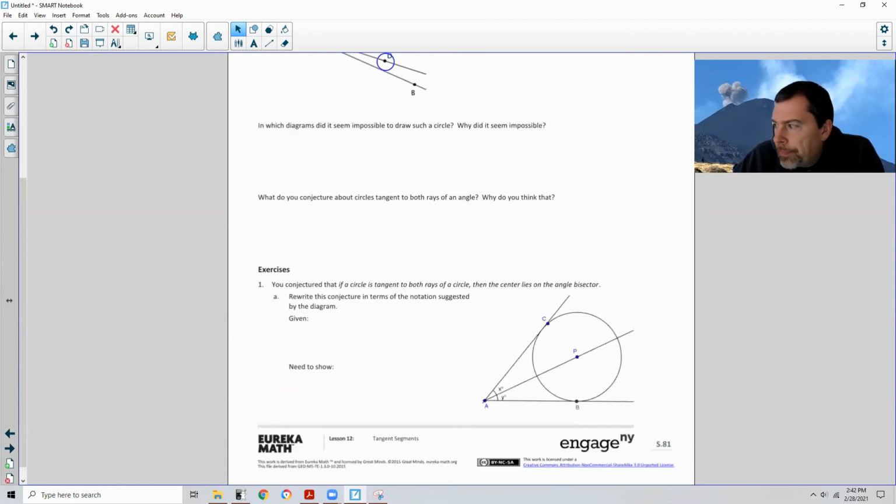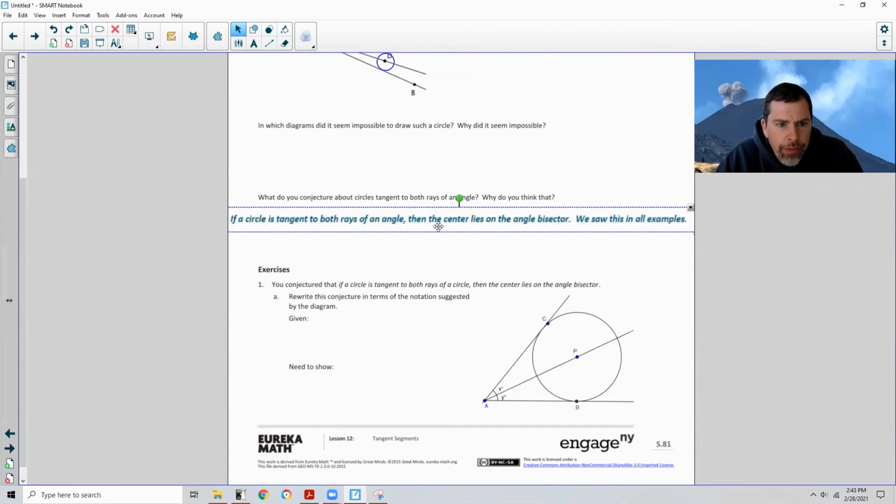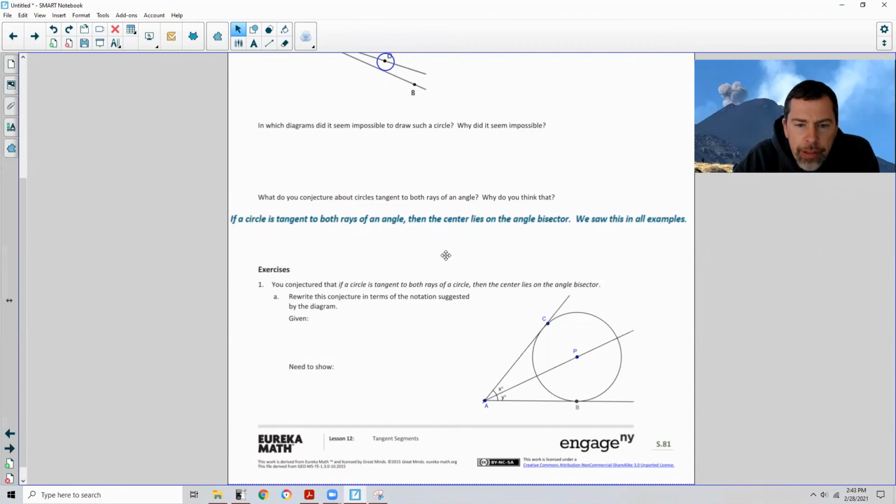Okay, now it says, what do you conjecture about circles tangent to both rays of an angle? And why do you think that? Well, I think I just kind of said it, but here it is. If a circle is tangent to both rays of an angle, then the center lies on the angle bisector. We saw this in all examples.